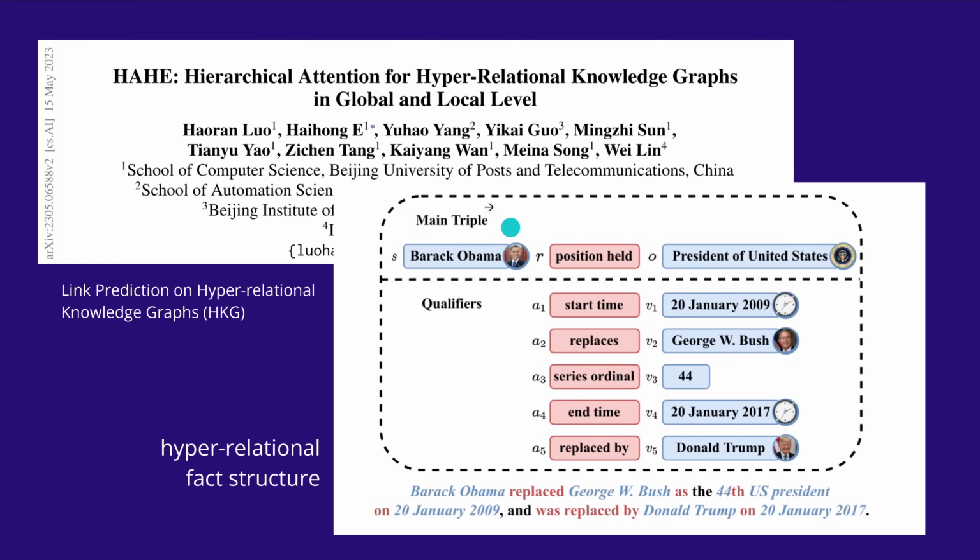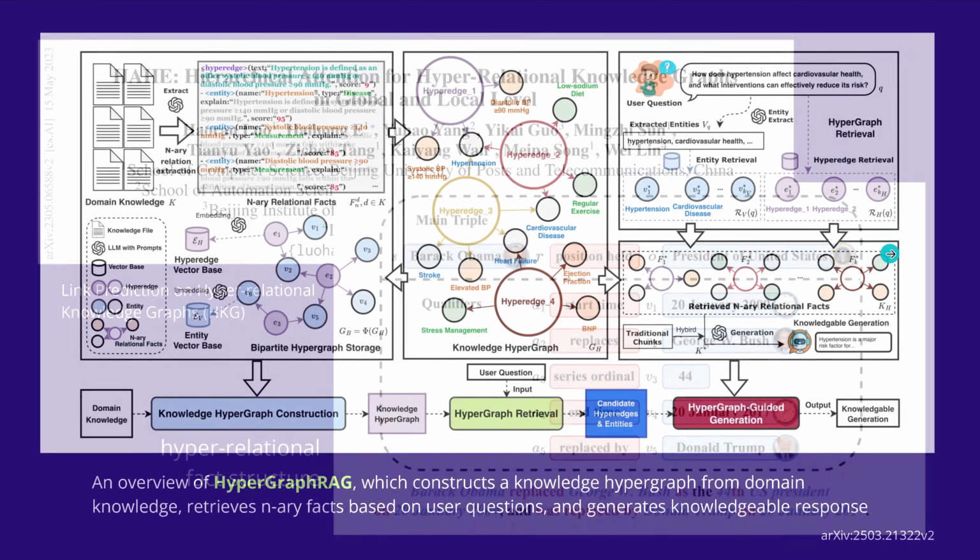Simple example, you have a person, this is a function, the position held, and you have so much more information to this single person. You have so many others like start time, replaces, the end time, replaced by. So all this information you want to have now in a higher dimensional complexity instead of your simple GRAPHRAG system.